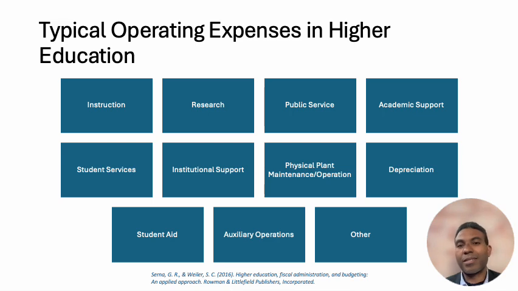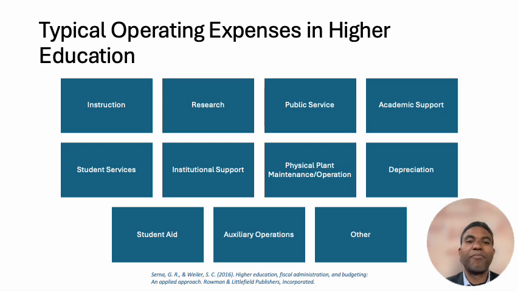What's public service? That's serving an external audience. It could be like public broadcasting. I know Tarleton has Tarleton Public Radio. Other institutions do similar things, and there's a cost associated with that. Institutional support includes what they call general and administrative expenditures, so G&A, and those are things that are non-academic, like the executive administration, running the administration, accounting, and human resources. These are all considered institutional support.